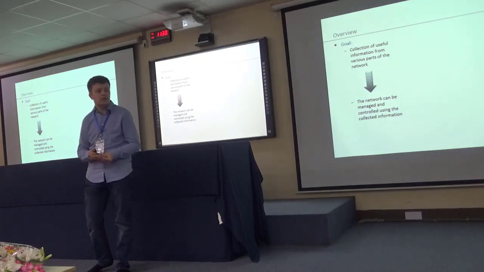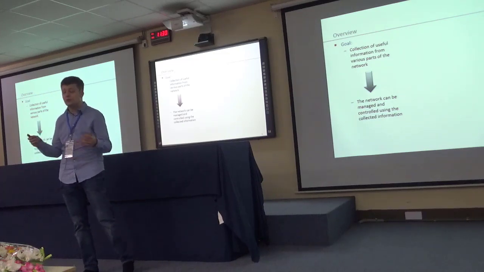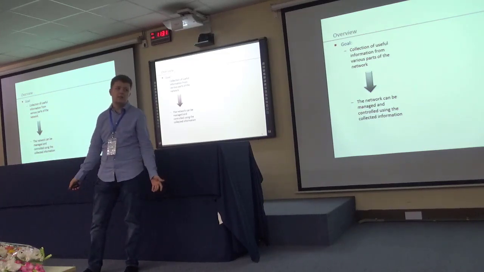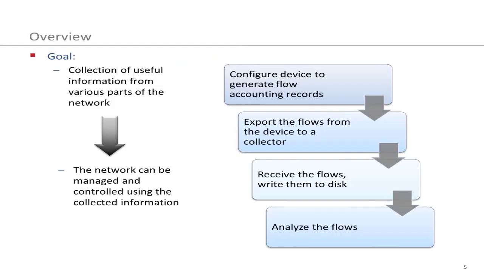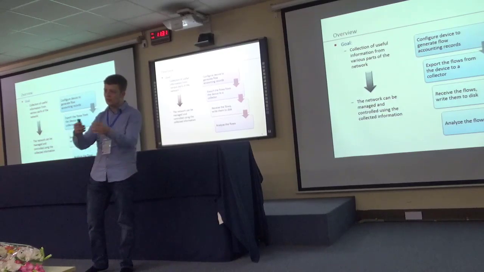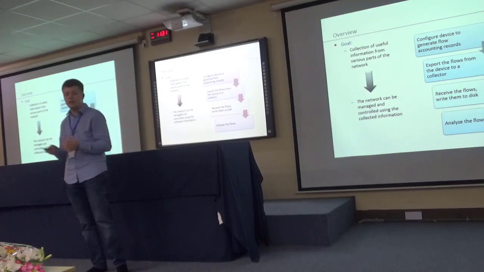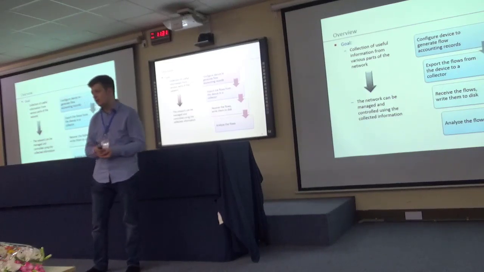So as we care about the security part, our goals are basically to collect useful information from the network, and then use this information to manage the network into control zones, basically, to make it more secure. So you would first configure the device to actually emit these flow accounting records. We will see what that is in a second. Then you export these flows to a collector, so to aggregate all the flows that your network is producing. Then you of course receive the flows, write them to disk or to a database, and then you can do an analysis based on that.